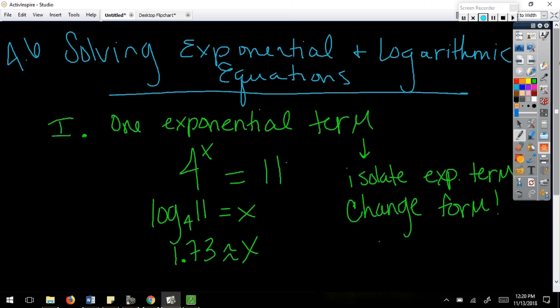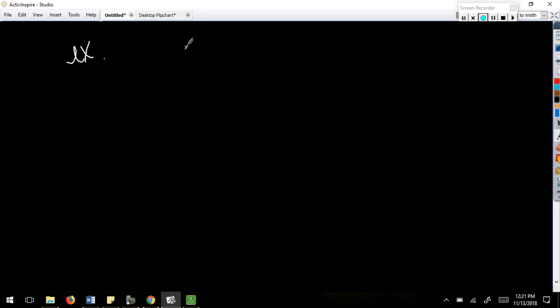Let's try another. I want you to try this one and see what happens. Remember, isolate it, change the form, and finish solving. This is not step one, that's just the scenario. All right, here's another example: 4e to the negative 0.3x minus 7 equals 13.